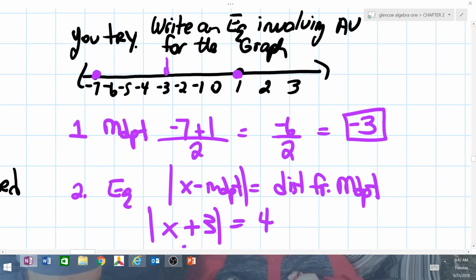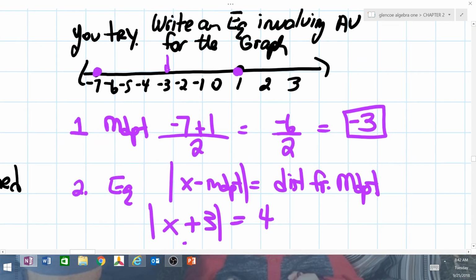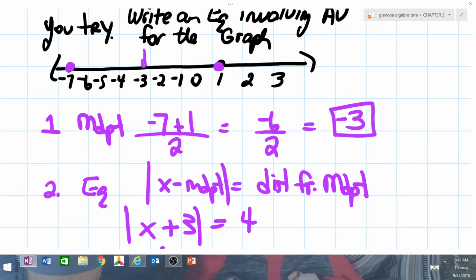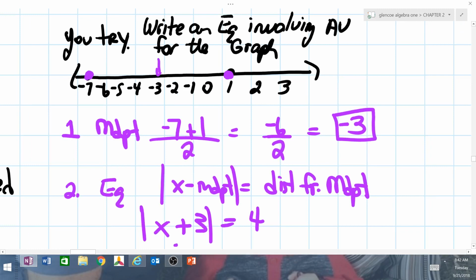Check your answer with a friend. Plug the solutions back into the equation. They should make it right. Correct? Okay, one more time. Find the midpoint. To find the midpoint, look at the 2 points that are on your graph. Add them together and divide by 2. Then your equation is the absolute value of x minus whatever your midpoint is. Remember that minus a negative becomes plus a positive, equals the distance from the midpoint to the point on the right, the distance from the midpoint to the point on the left, which is the same number of spaces.